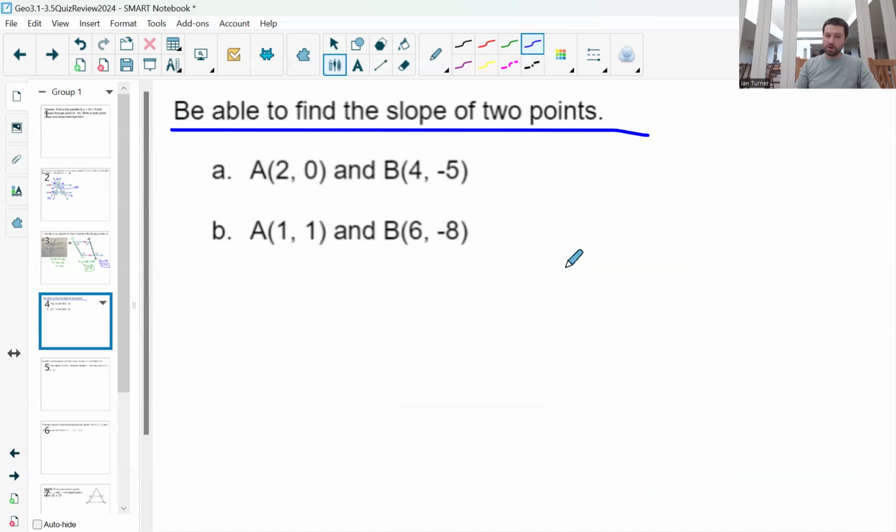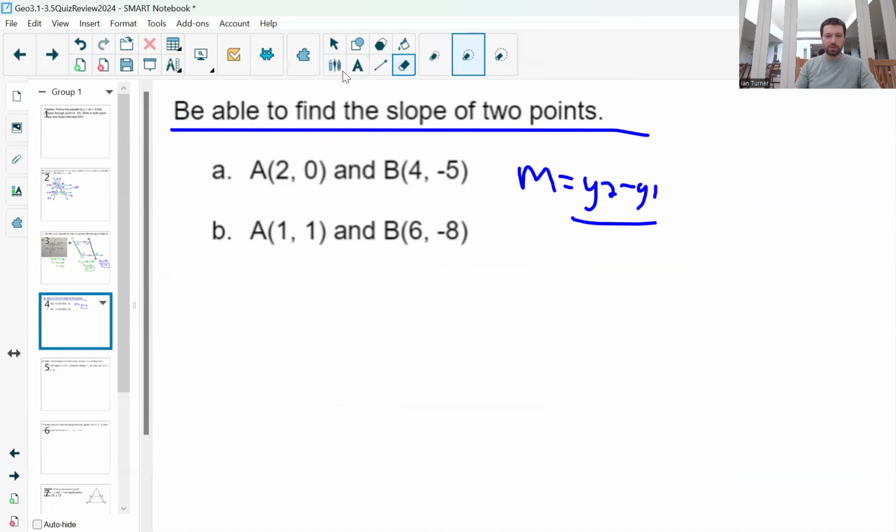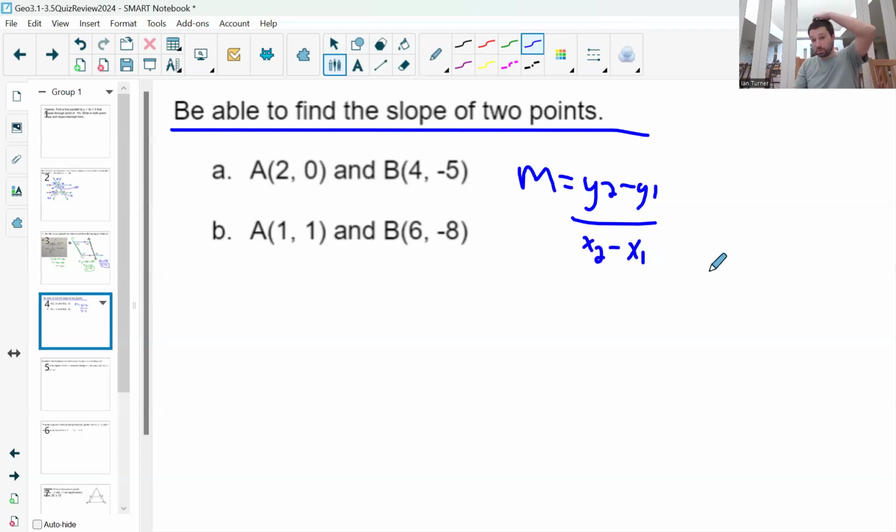So I just gave you a little practice with the old slope here. Remember, this was 3.3. Remember your slope equation. You have to have this memorized, kids. You should already know it from last year. It's y2 minus y1 over x2 minus x1.